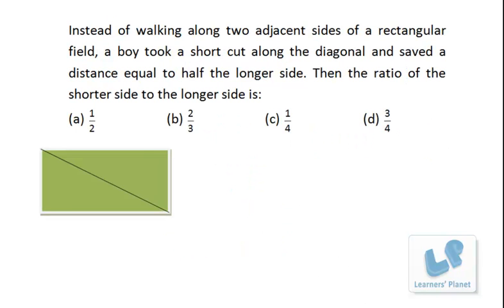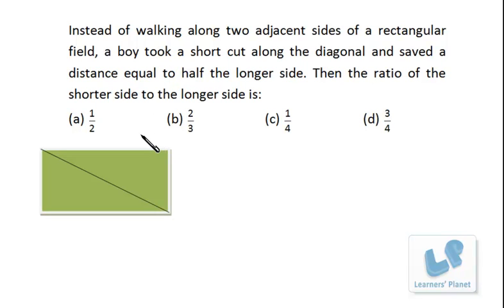Now friends, we have an interesting problem, and I would suggest you try this problem on your own and then match your solution and answer with mine. And I would suggest you once again that do not touch your paper and pen, just try to solve it without anything, and maybe mentally. Okay. Instead of walking along two adjacent sides of a rectangular field, a boy took a shortcut along the diagonal and saved a distance equal to half the longer side. Then the ratio of shorter side to the longer side is.